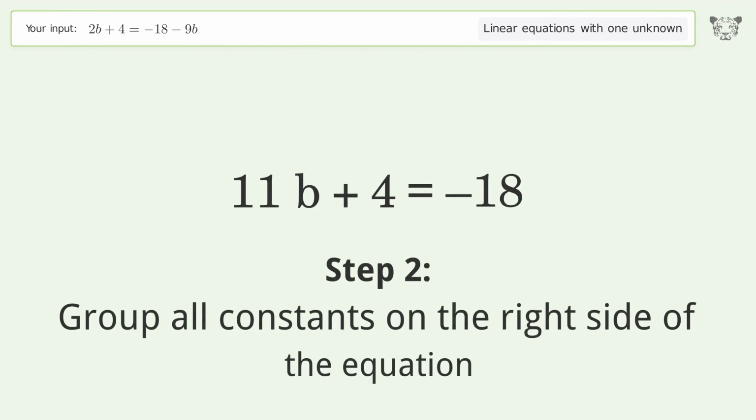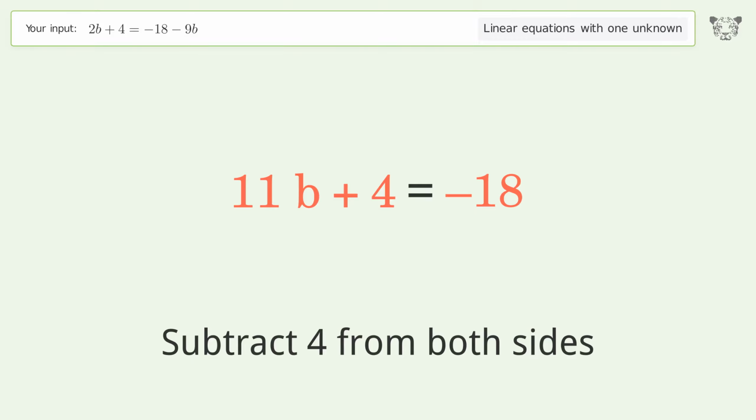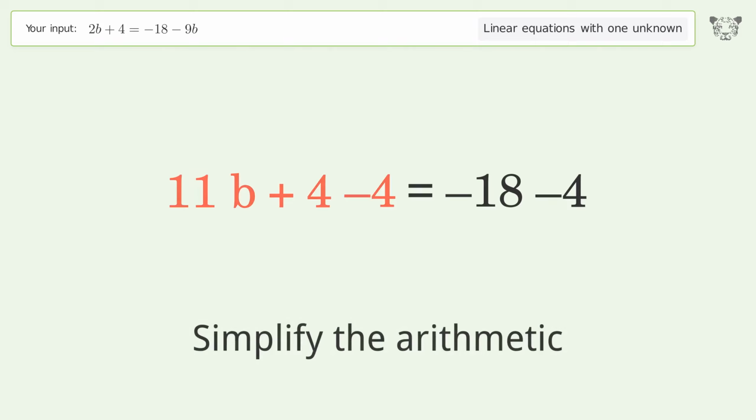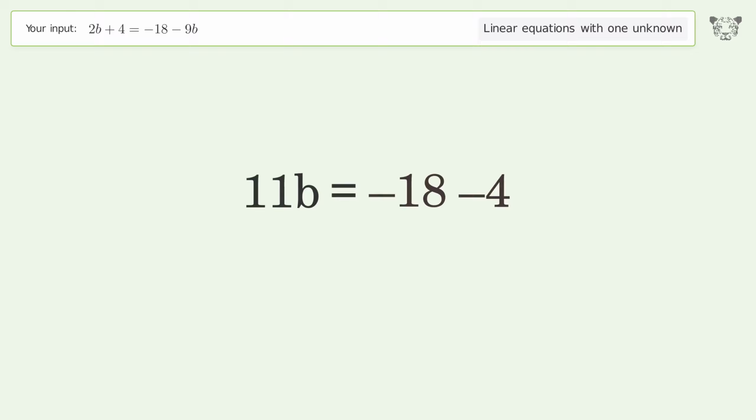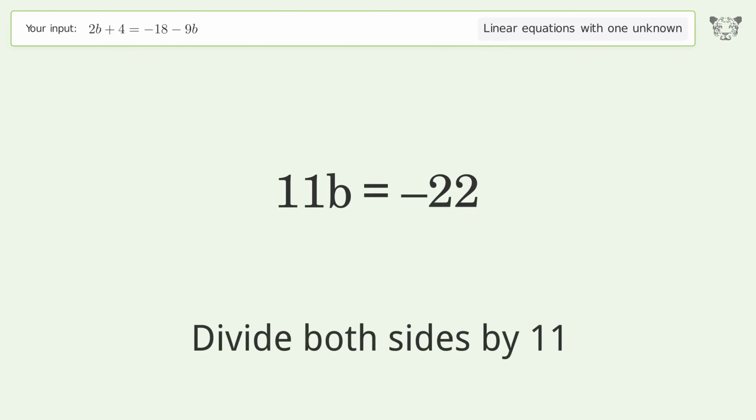Group all constants on the right side of the equation. Subtract 4 from both sides. Simplify the arithmetic. Isolate the b. Divide both sides by 11.